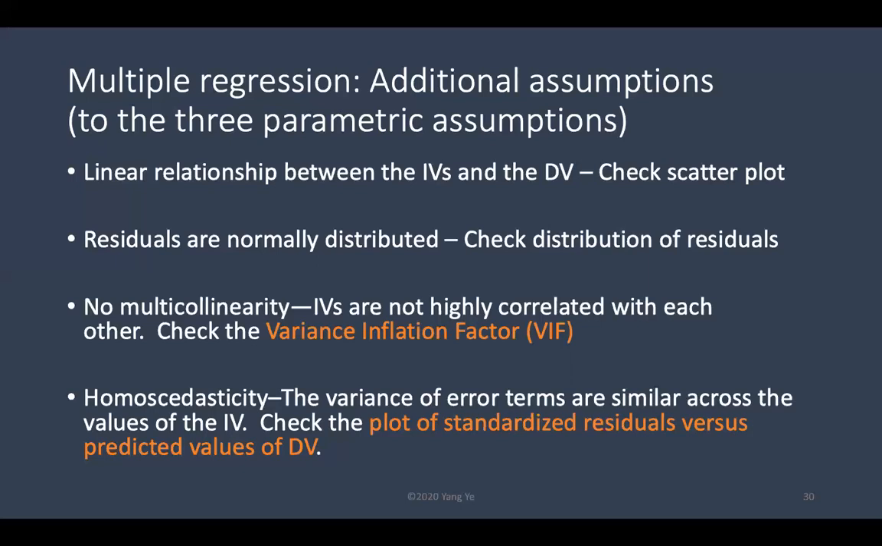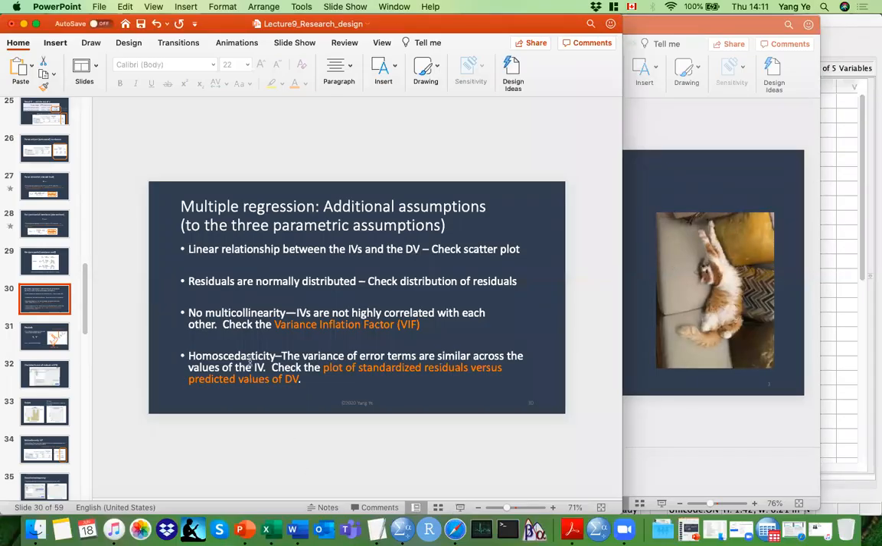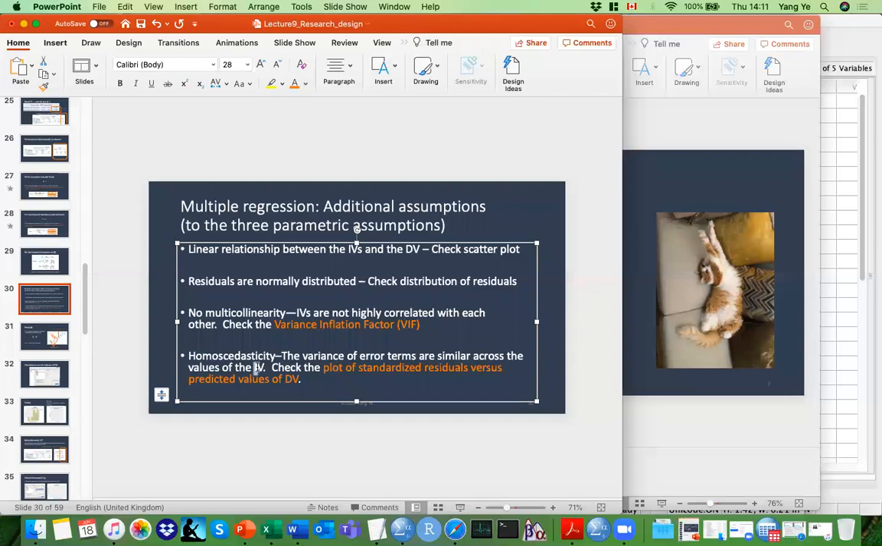And the last one is, let me try to read it again, homoscedasticity, which means that the residuals should be similar, evenly distributed across all the values of the dependent variable. Did I say the independent variable? It should be the dependent variable.